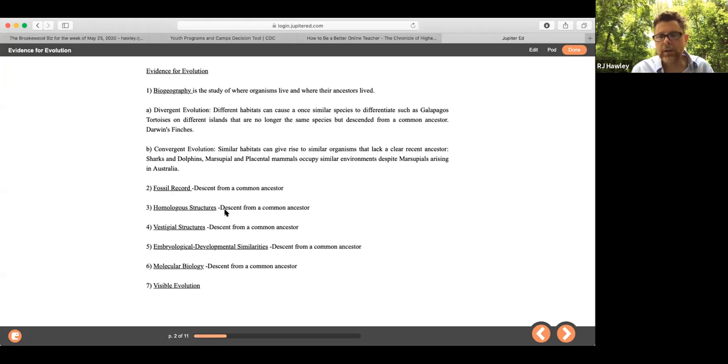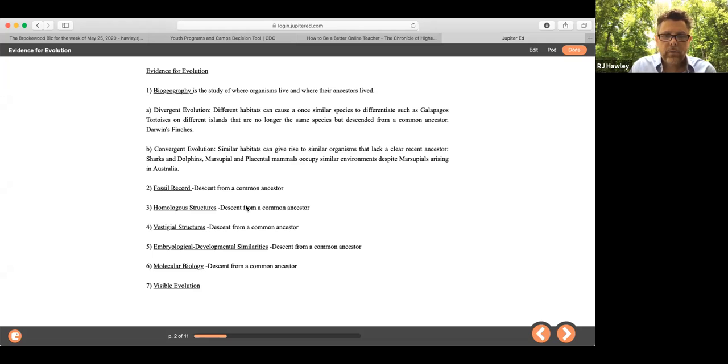The next is homologous structures, or similar structures. Vestigial structures or vestiges, ancient things that are left over in organisms. Then embryological developmental similarities: as embryos develop, they start out looking very similar to one another and then they differentiate. Molecular biology, and then visible evolution, evolution we can see, like the work that the Grants were doing on Daphne Major. That was the last homework assignment.